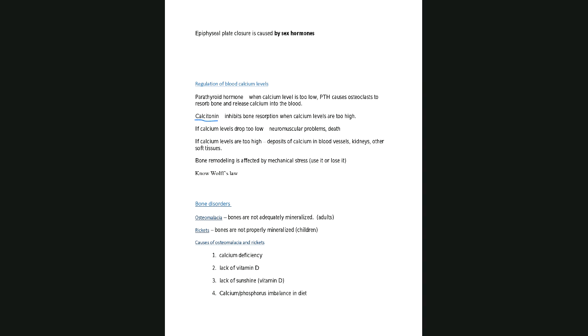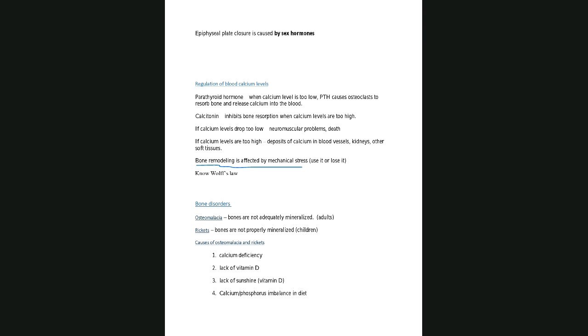You can live without your thyroid gland if you get thyroid hormone. You cannot live without your parathyroid glands. If your calcium level is too low, you're going to get neuromuscular issues, including cardiac issues and death. If calcium levels are too high, initially you may get deposits of calcium in blood vessels, kidneys, and other soft tissues. But if it's extremely much too high, you just die.